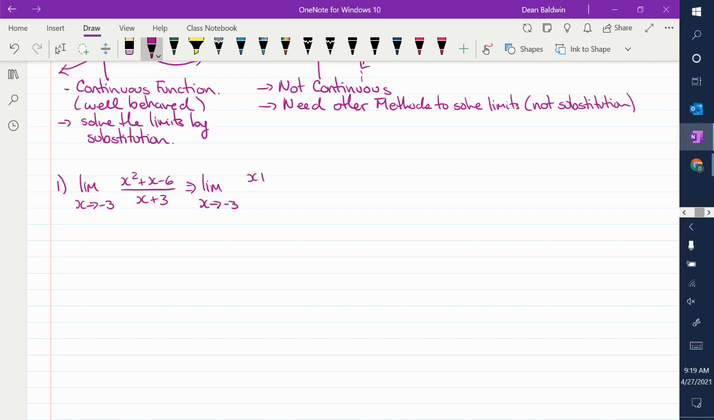The top factors to x plus 3, x minus 2, over x plus 3. Then what happens? The x plus 3's disappear, they cancel out. And now we get the limit as x goes to -3 of x minus 2.